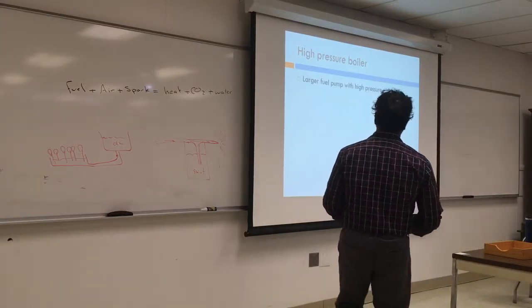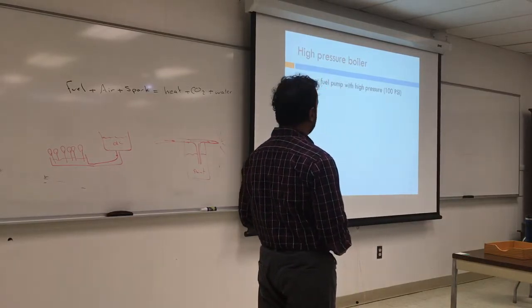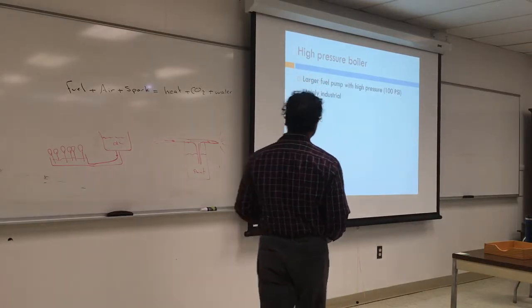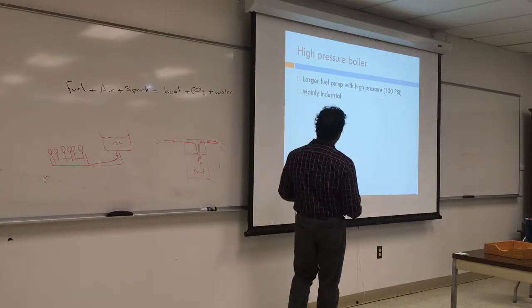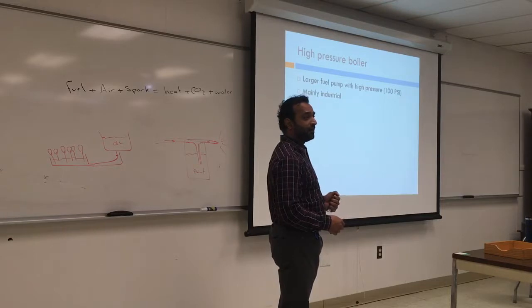So a lot of fuel pumps can have high pressure, almost 100 psi, sometimes 150. Those are high pressure boilers. They are mainly industrials, if you're going to have a lot of high pressure boilers.